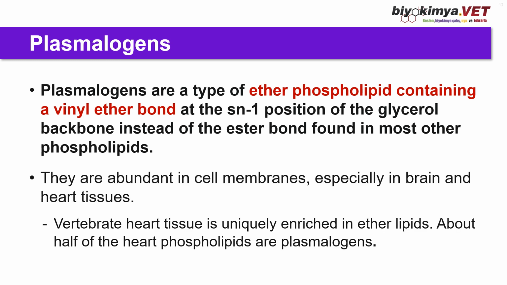They are abundant in cell membranes, especially in brain and heart tissues. And vertebrate heart tissue is uniquely enriched in ether lipids. About half of the heart phospholipids are plasmalogens.